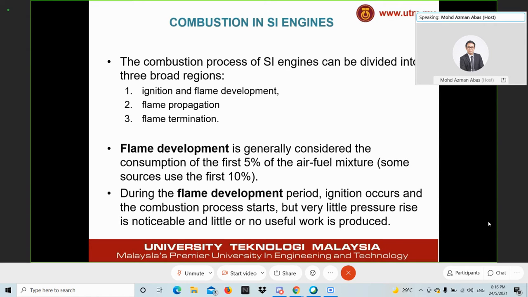During the flame development, which is the first phase, ignition occurs and the combustion process starts, but there is very little pressure rise. There's a slight increase of pressure inside the combustion chamber, and you can hardly notice this. Because very little pressure is being created, not much work is being produced. So that is flame development.